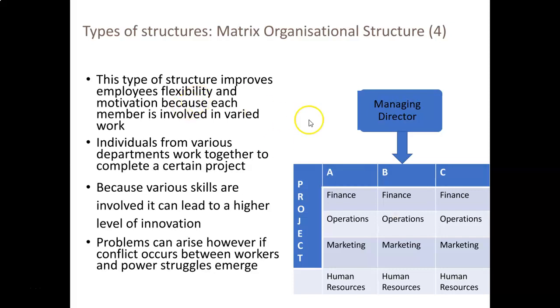Here is the managing director, and its project is A. Finance. Then down below is the operations, then down below is the marketing, and then at the bottom is human resources. These are the work carried out for the managing director. These are big roles played in this type of chart, and this is called the matrix organizational structure chart.